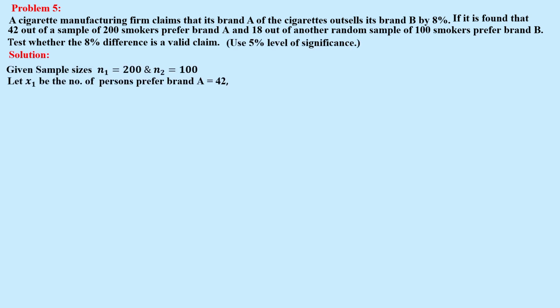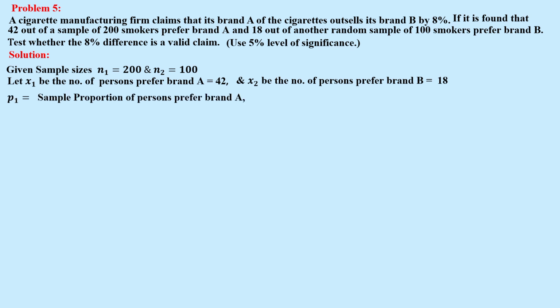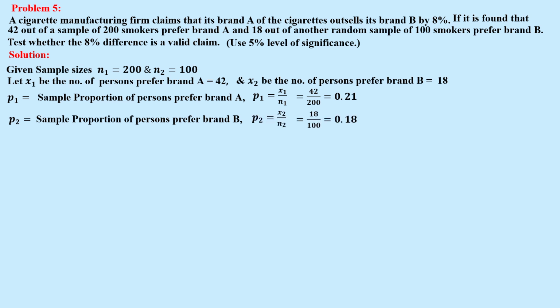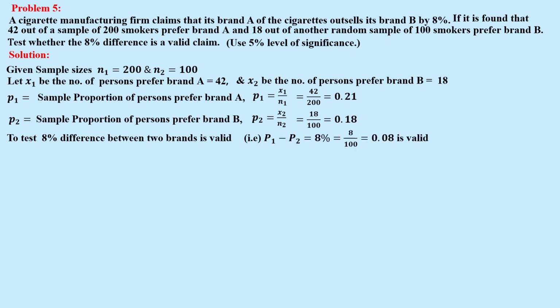We'll see. So given n1 equal to 200, n2 equal to 100, X1 be the number of persons preferring brand A, that is 42, and X2 the number preferring brand B, that is 18. So p1 is the sample proportion preferring brand A. p1 is equal to X1 by n1, that is 0.21. p2 is the sample proportion preferring brand B. So p2 is equal to X2 by n2, that is 0.18. To test whether the 8% difference between the two brands is valid, right?